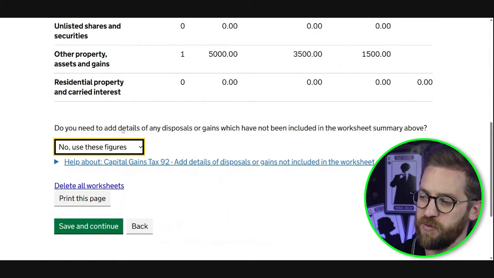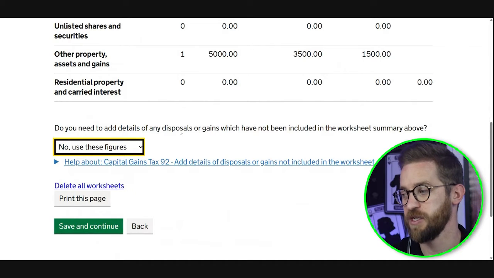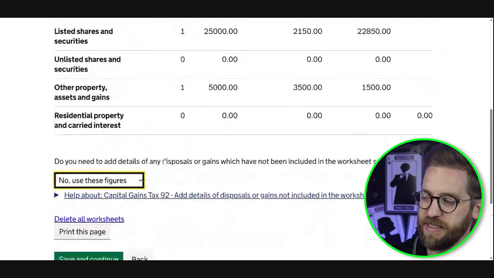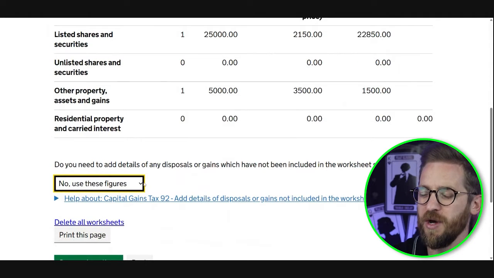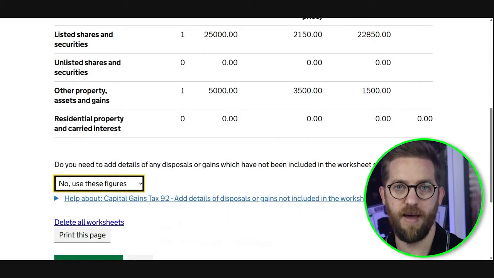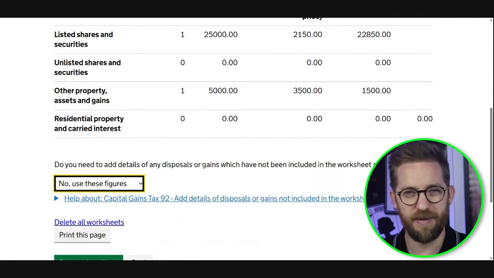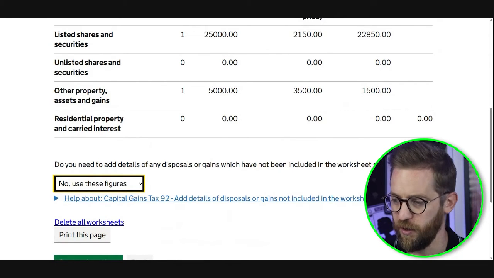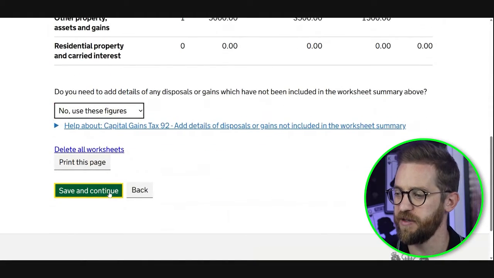Do you need to detail disposals or gains which have not been included in the worksheet above? If I'm happy that these are my only disposals, I'll say no. If maybe I had disposals which I can't use this worksheet for, remember you can't use it for everything, maybe it's too complicated, then I could say yes and then add in my own figures and computations as well. But I'm happy, so I'll save and continue.